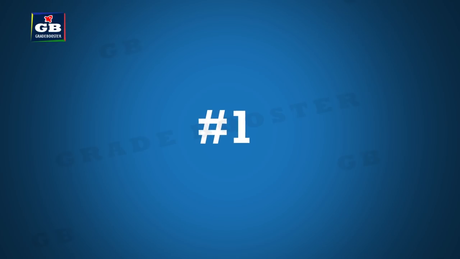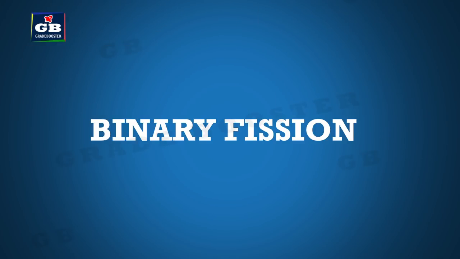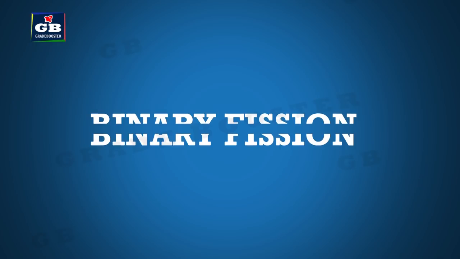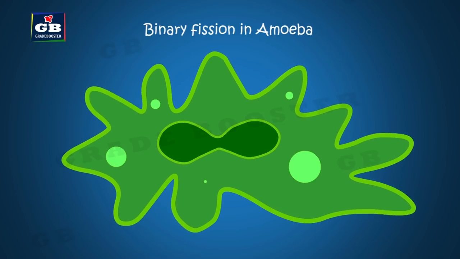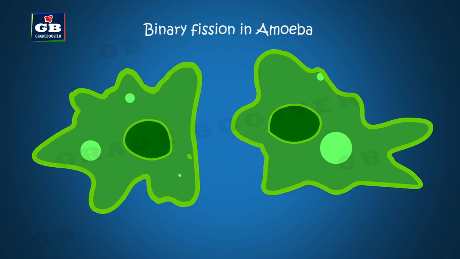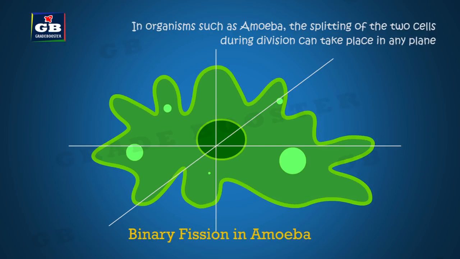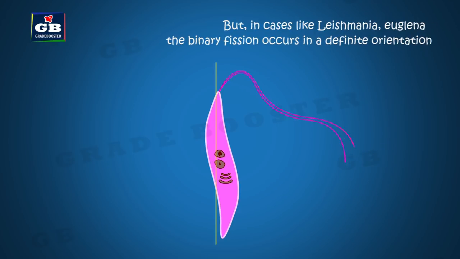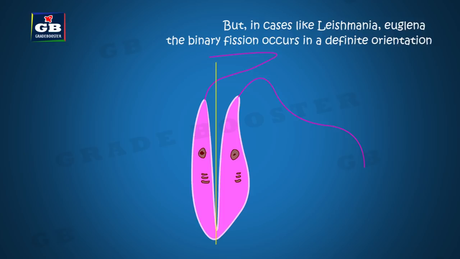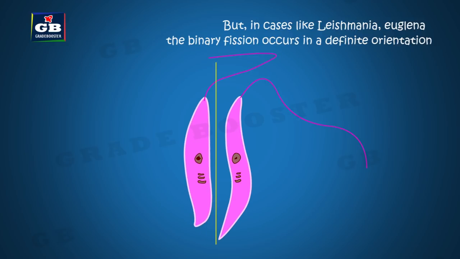The first mode of asexual reproduction is binary fission. Binary fission means splitting into two. Amoeba, a single-celled organism, reproduces by splitting into two. It can split in any direction because it has no specific shape. But organisms like Leishmania split in a specific direction as it has a specific shape.